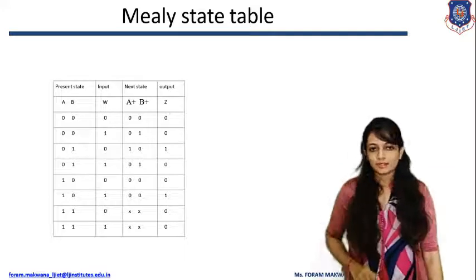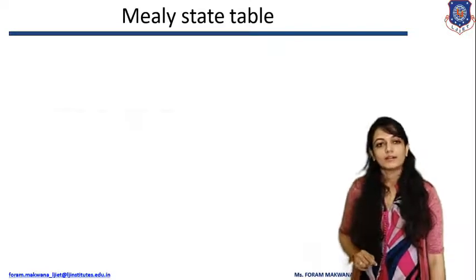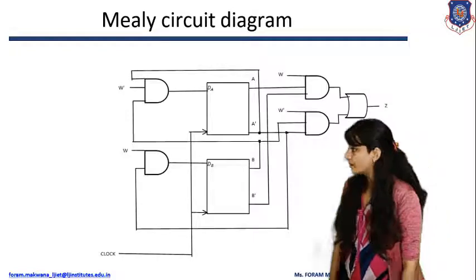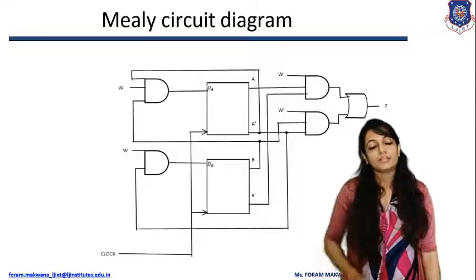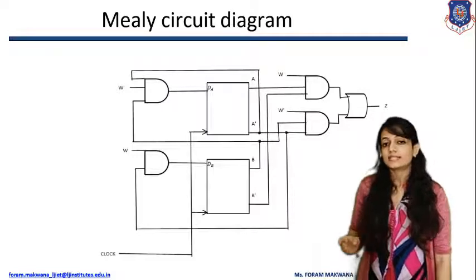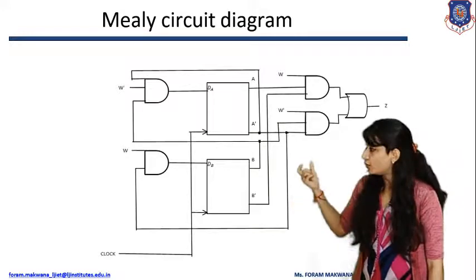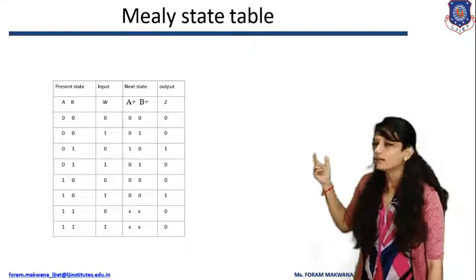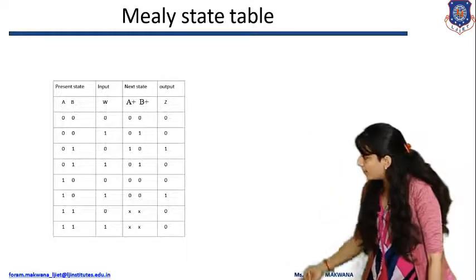From this state table, we can see how to draw its circuit diagram. But before focusing on the circuit diagram, we need to understand how to write its state equation. So before starting this circuit diagram, we need to first focus on its state table. You can see over here, column A plus.